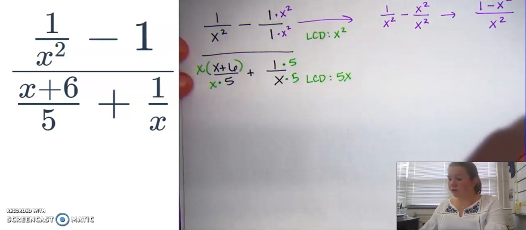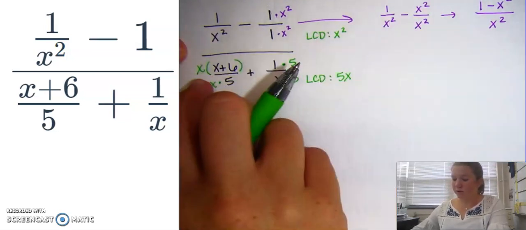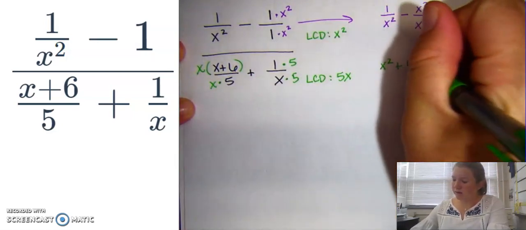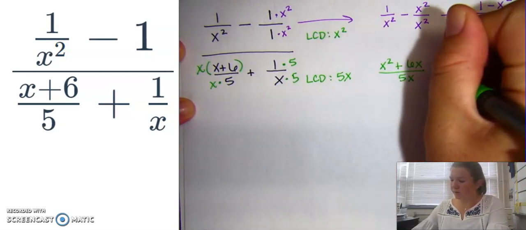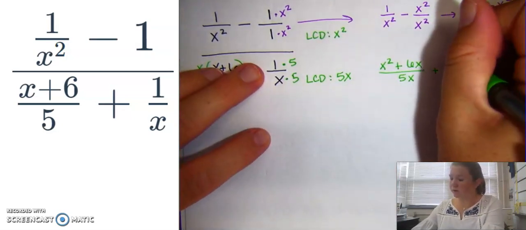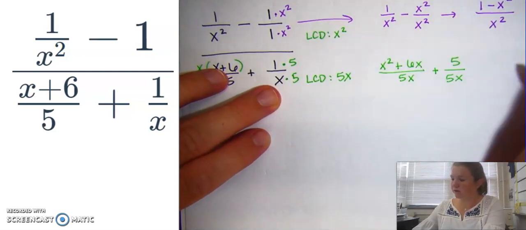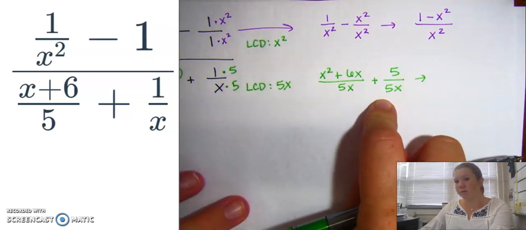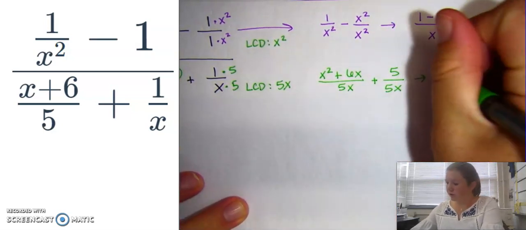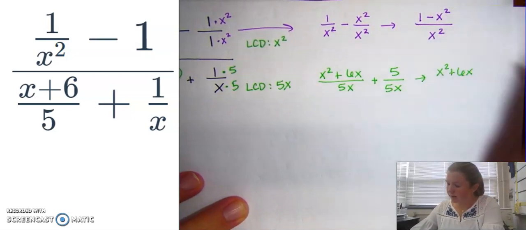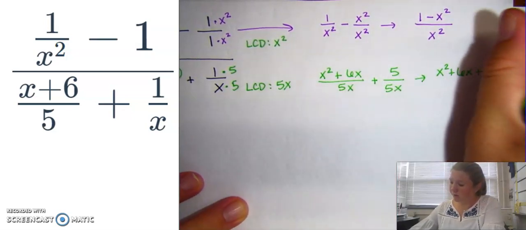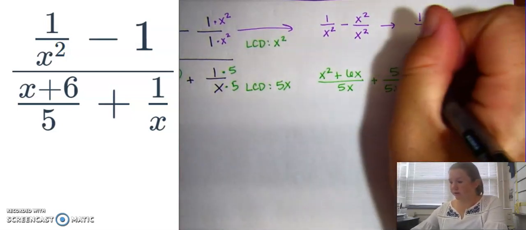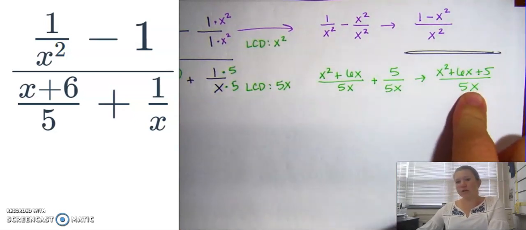And now I'm just going to clean this up a little bit. So x times x is x squared. Plus x times 6 will give us 6x over 5x, plus 5 times 1 is 5, and then 5 times x is just 5x. So now that we have the same denominator in both of these fractions, we can combine this into one fraction. So we'll have x squared plus 6x, and then plus 5 all over 5x. So now I have one fraction in the numerator, and then one fraction in the denominator.